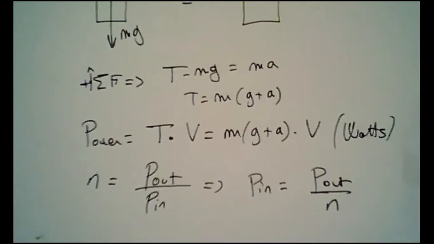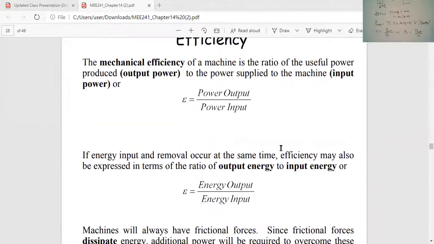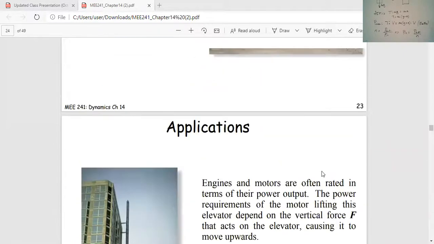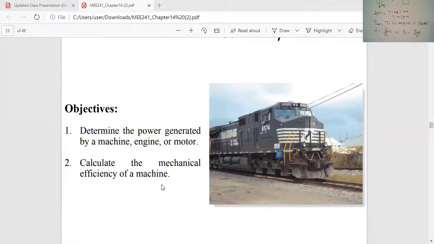And now what I would like to do is quickly go over our lecture on power and efficiency. So this is our power. And oftentimes, like I said, we need to be able to estimate the power that is generated by a machine, or the power required to drive a machine, the power of an engine, motor, etc. And the purpose here is to be able to calculate the mechanical power and the mechanical efficiency.